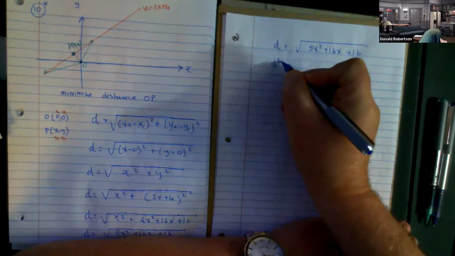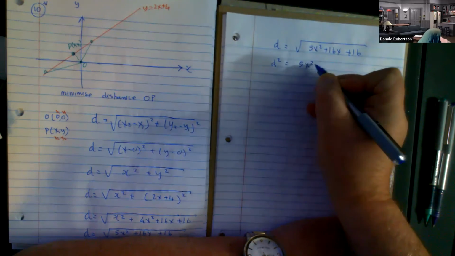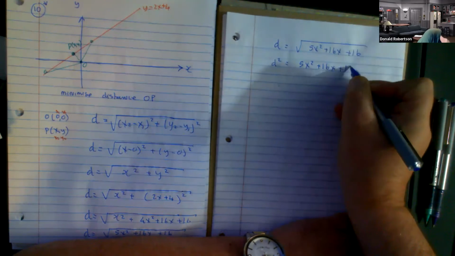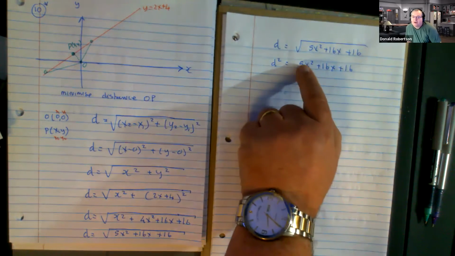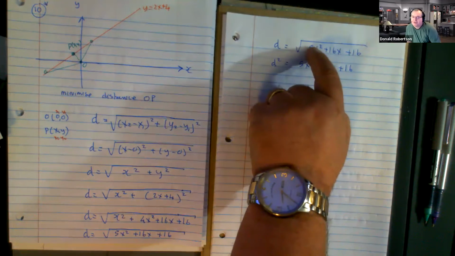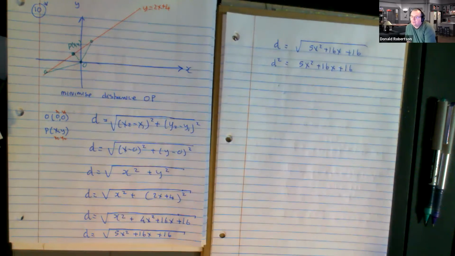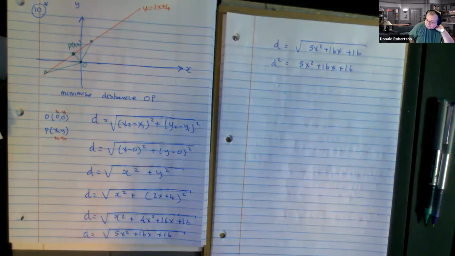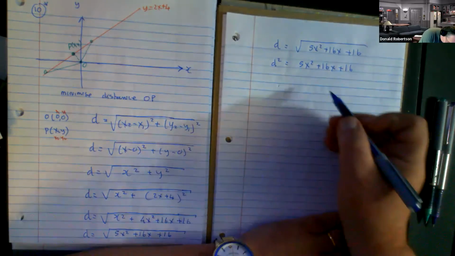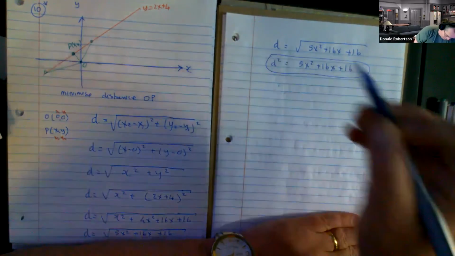So I am going to say this. Suppose I square everybody. Won't the value of x that makes this biggest be the same value of x that makes that the biggest? So basically I'm finding the value of x that makes the square of the distance largest, which is going to be the same thing. But differentiating that's easy. So that's my little side shift.